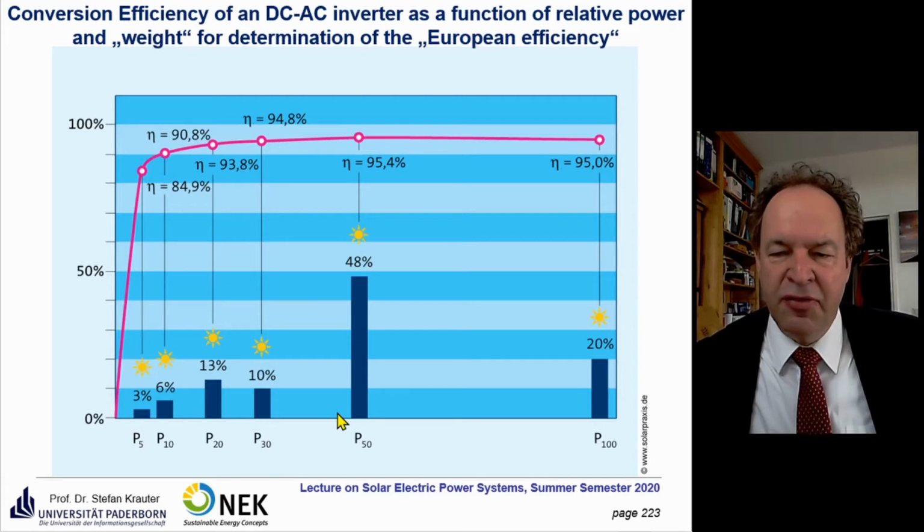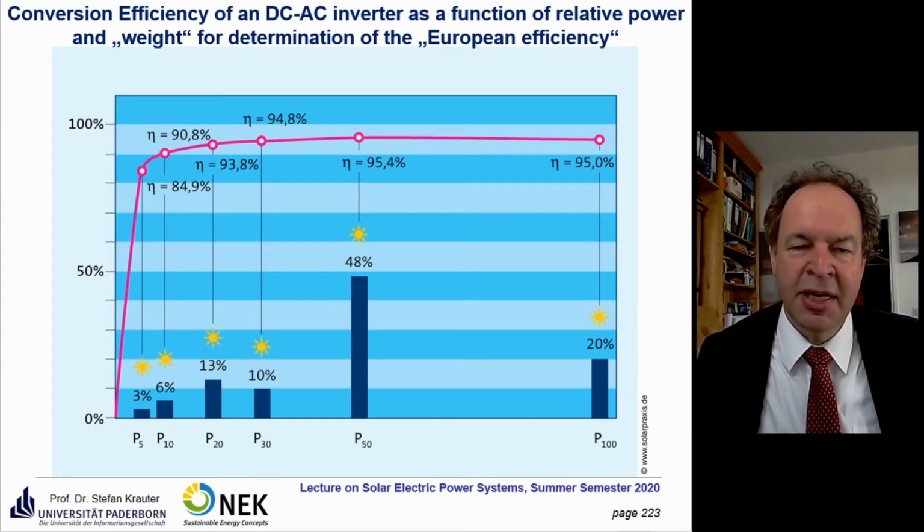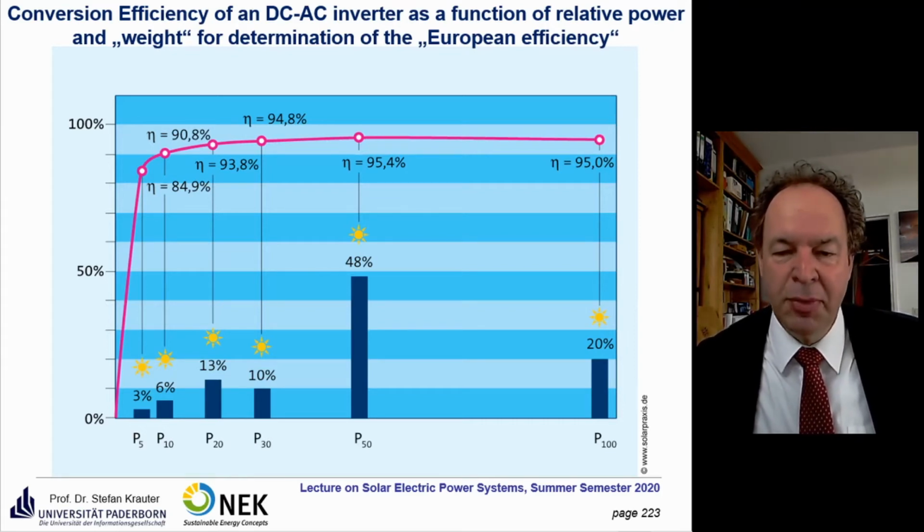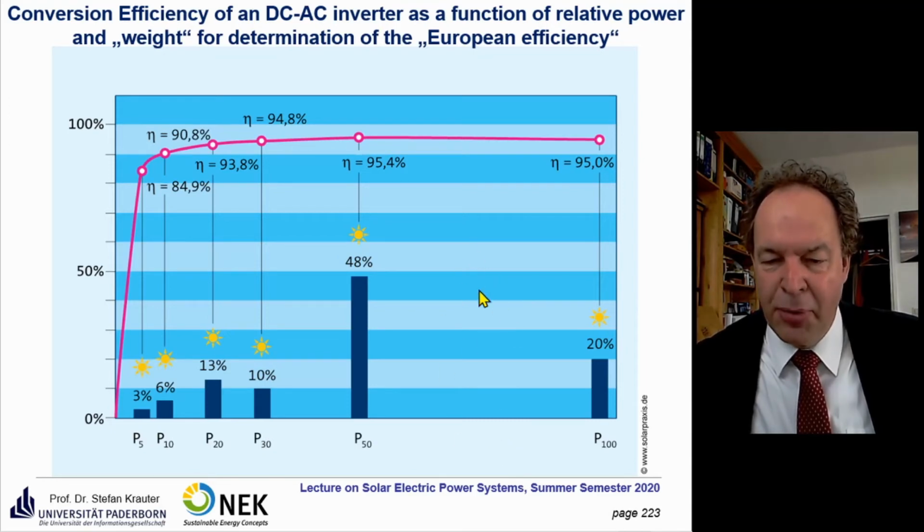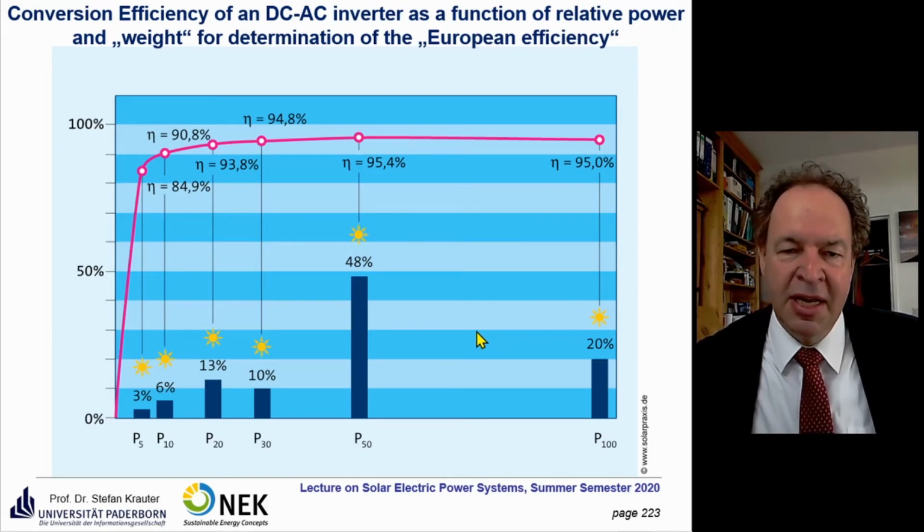This is European efficiency. There's also the very often used so-called CEC efficiency. That's the efficiency according to the California Energy Commission, and it puts a higher weight at 75% of the nominal output of the inverter. We come to that a little bit later.